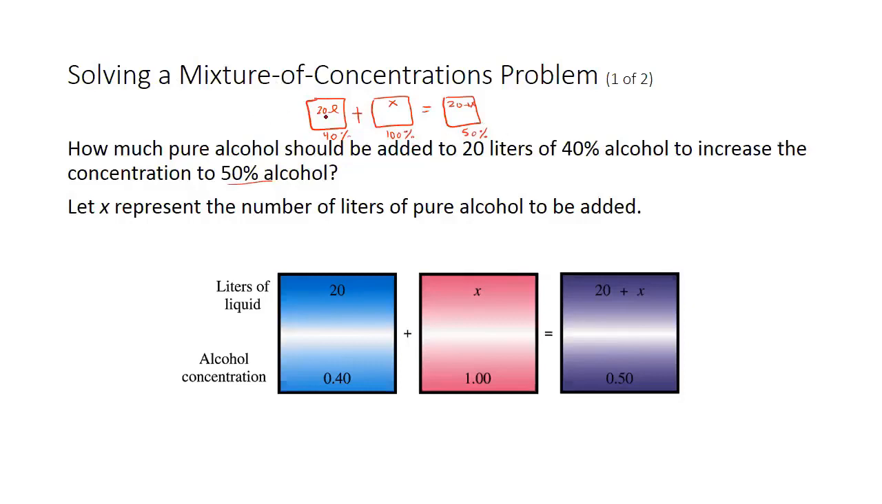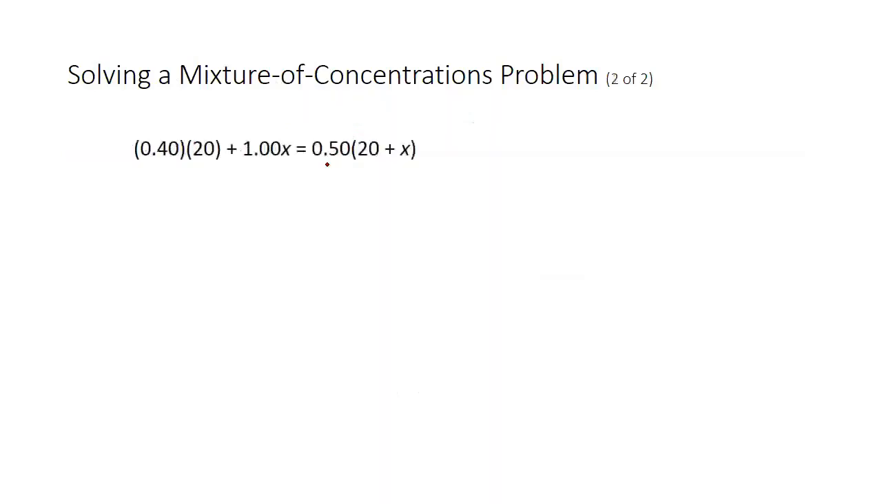You just multiply 20 times 40% plus X times 100% is equal to 20 plus X times 50%. It just comes from here. So 20 times 40% plus X times 100% is equal to 20 plus X times 50%. That's my equation. The rest should be pretty simple.